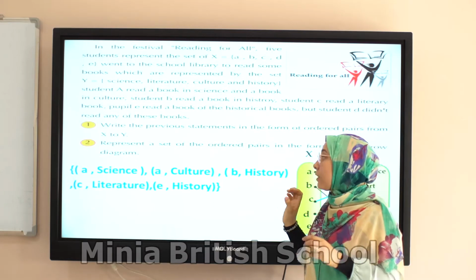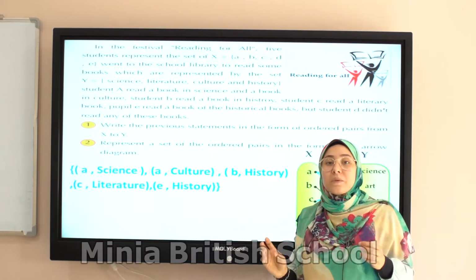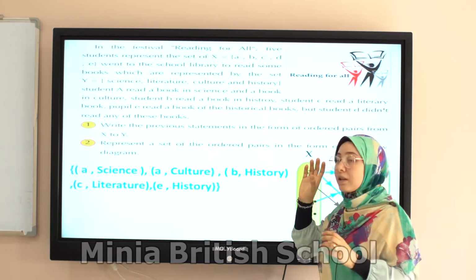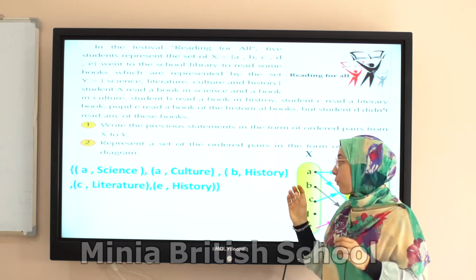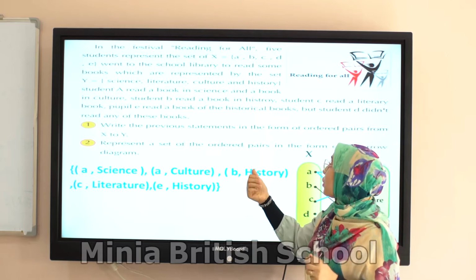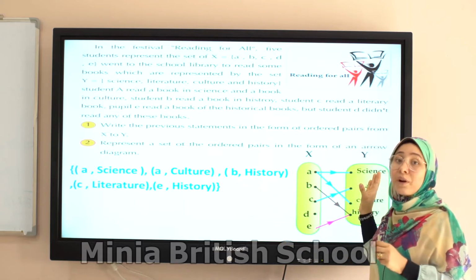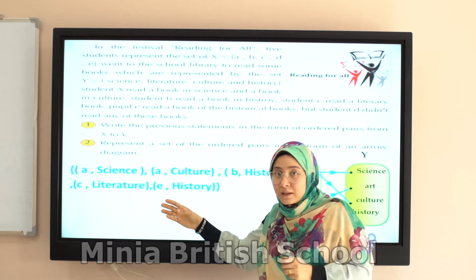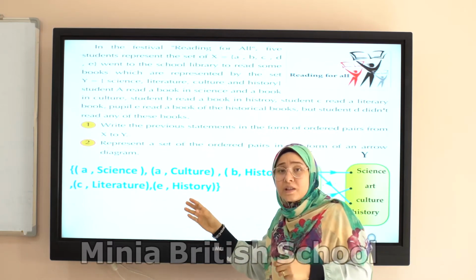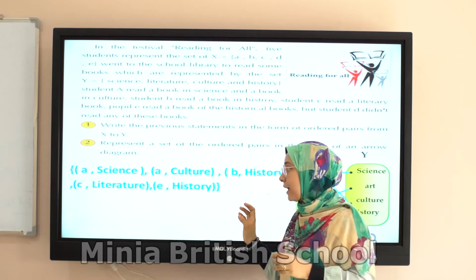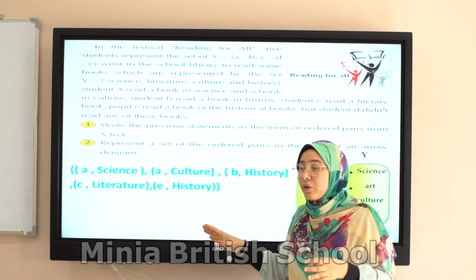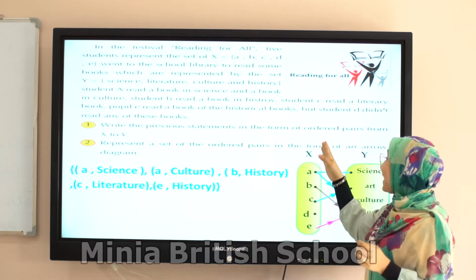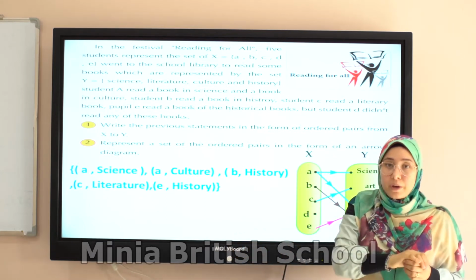Relations. And we know something. A relation is a set, a subset of the Cartesian product of set X by set Y. So again, this set of ordered pairs is called a relation, and you must know a relation is a subset of the Cartesian product X cross Y.